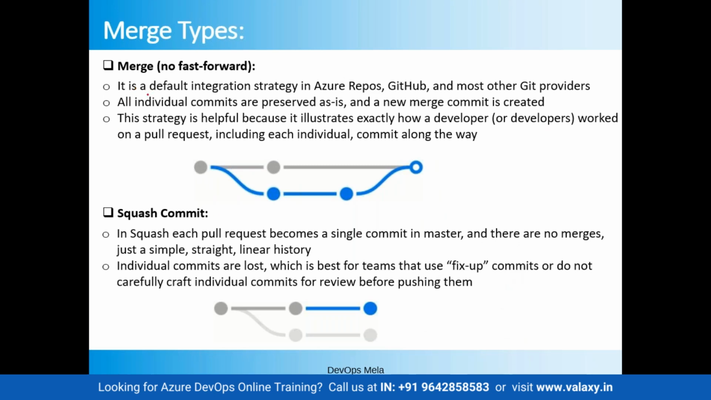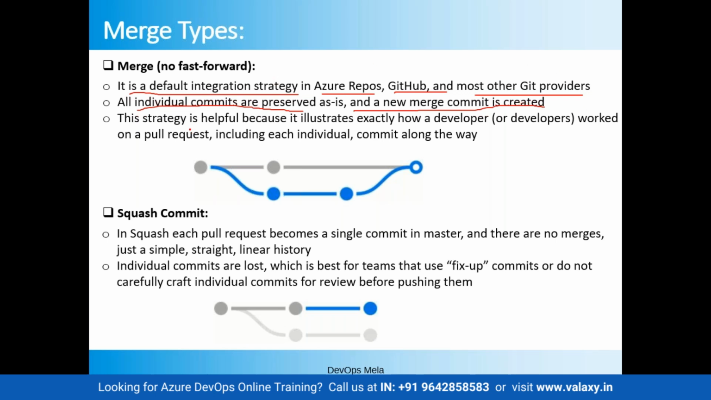Merge no fast forward is the default integration strategy in Azure Repos, GitHub, and most other Git providers. So this is the default integration strategy, guys. In this strategy, what exactly happens? All individual commits are preserved and a new merge commit is created. So whatever history is there, the 2 commits, will get preserved, and on top of it, you will see a new bubble of commit getting created, giving you a clear indication of what exactly has happened.